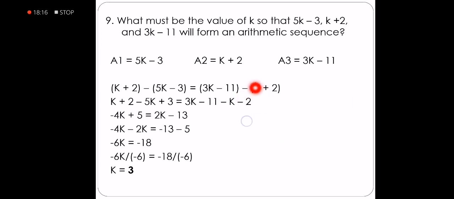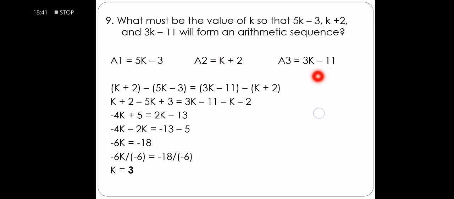Okay, so equation. What must be the value of k so that 5k minus 3, k plus 2, and 3k minus 11 will form an arithmetic sequence? Para mas madali kayo, imagine niyo na ito ay mga term lang. Yung a sub 1 natin ay 5k minus 3, yung a sub 2 natin ay k plus 2, yung a sub 3 natin ay 3k minus 11.